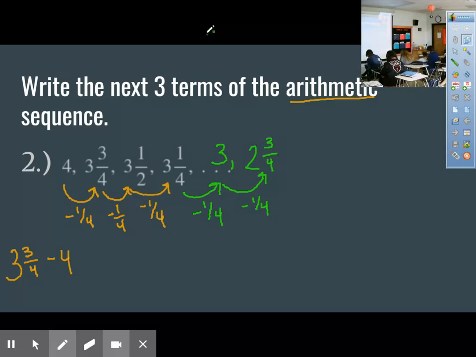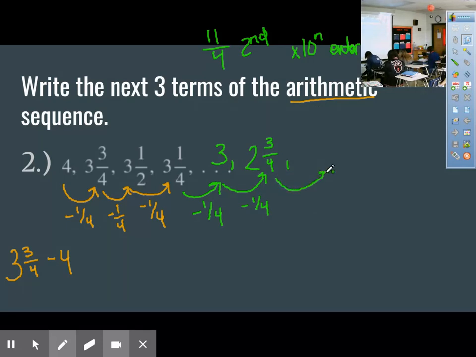If you get 11 over 4, you can hit second, and it's the third button above 8. It says times 10 to the nth, and then press enter, and it will give it to you as a mixed number. Okay. All right, so now do 2 3/4 minus 1/4. And Hunter, what do you get when you do that? I got 5 over 2. What is that as a mixed number? 2 1/2, perfect. And there are your next 3 numbers.